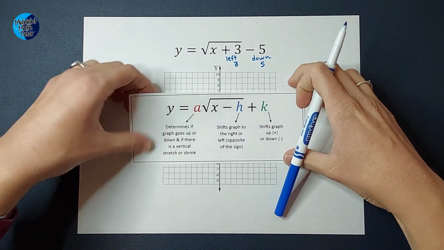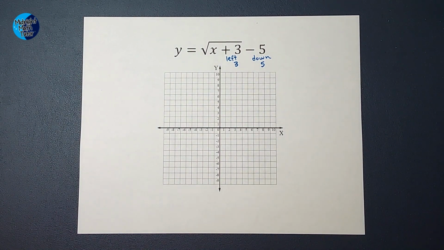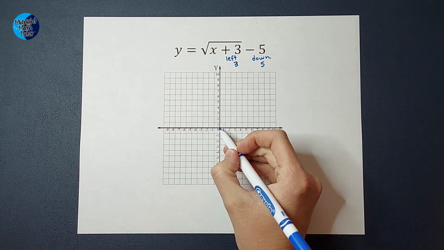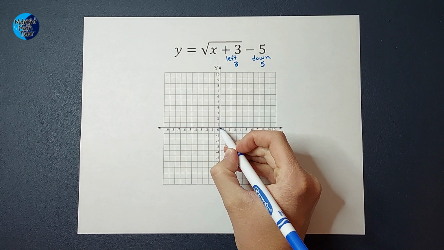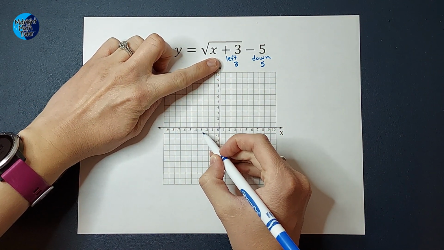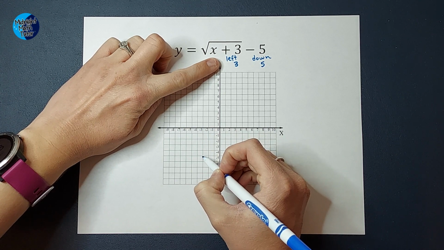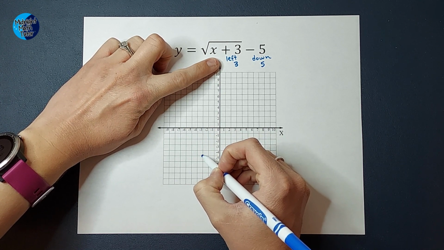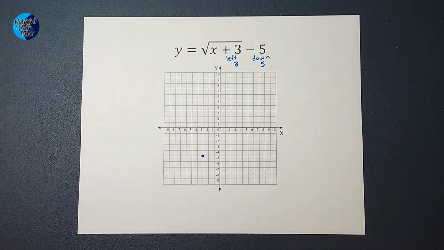All right. Now, my parent graph started at 0, 0, right? So I'm going to start at 0, 0, and I'm going to go to the left 3 and down 5, okay? So this is the new place that my graph starts, okay?